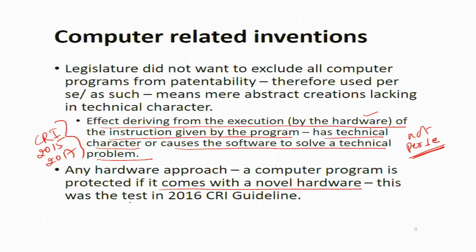This requirement, this test, was there in the 2016 CRI guidelines, which was replaced by the 2017 guideline because it was opposed. It was opposed by the software industry in India, because you cannot expect every programmer to develop a new hardware in order to claim protection for his software. So that was going against the interest of inventors.